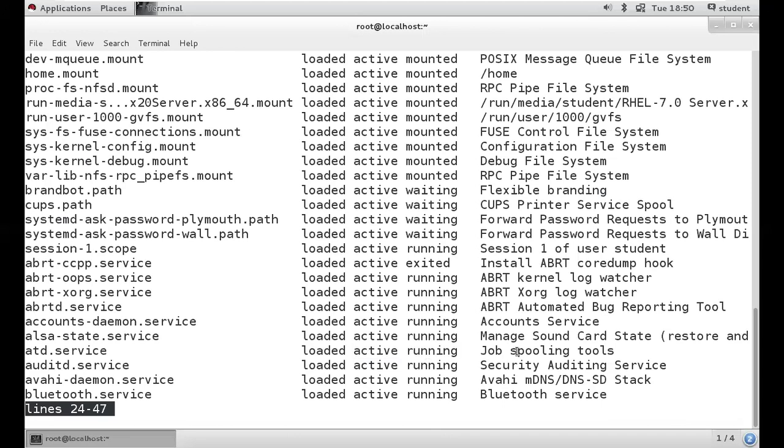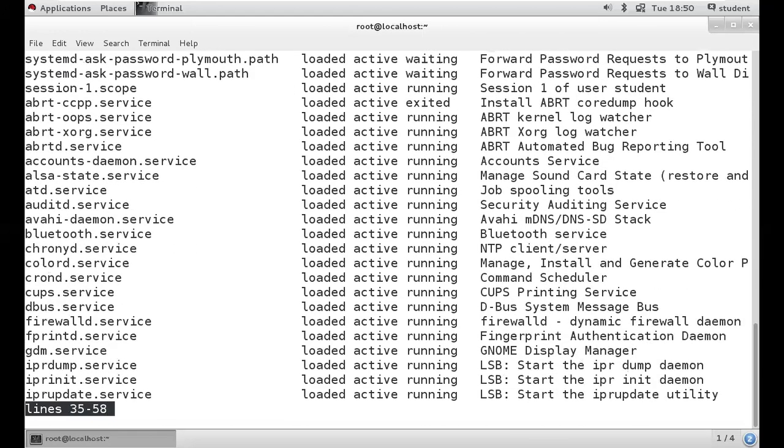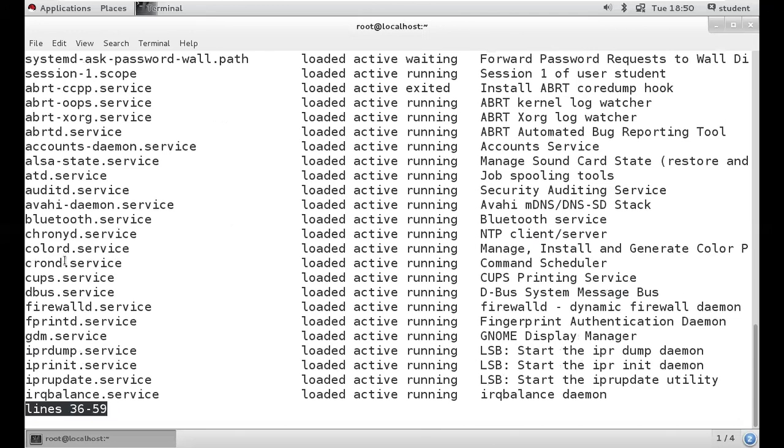And what is the use of this job spooling tool? It is to schedule future tasks. The same way, we have crontab, crond. See, this is a repeated task. ATD is a one-time task. Crond is a repeated task. Continuously every day it is going to send the mail. For backups, we are going to use crond. Every day we need to get the backup at midnight 12 o'clock. Automatically we are going to get the backup with the help of crond.